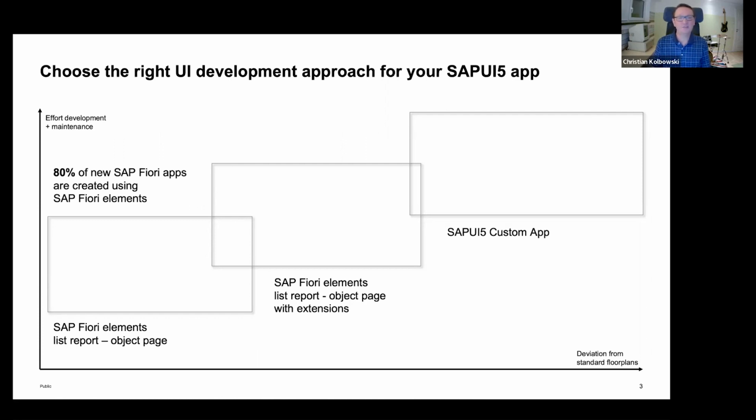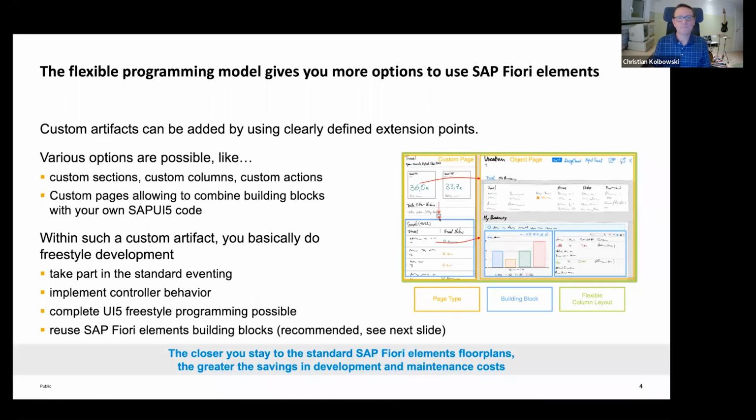If you need additional functionality beyond what you can create using annotations, we provide flexibility to change behaviors or extend the Fiori Elements app with custom artifacts. We now also provide the custom page template that uses the flexible programming model as a starting point, allowing you to combine standard building blocks with their own SAP UI5 code to meet your specific needs. The flexible programming model makes it easier to create or extend apps based on SAP Fiori Elements for OData V4.